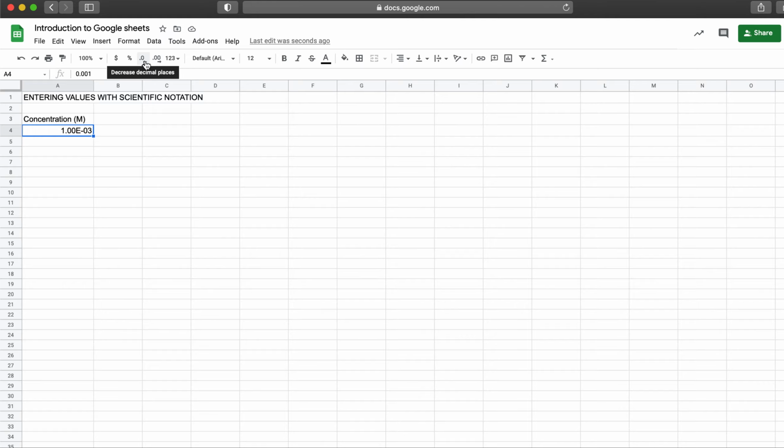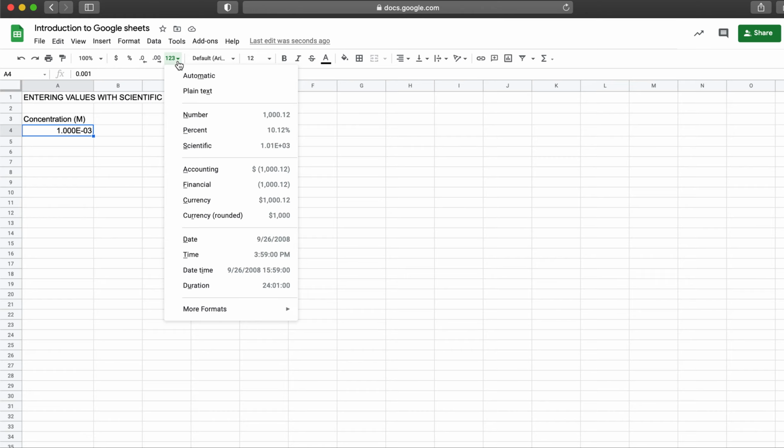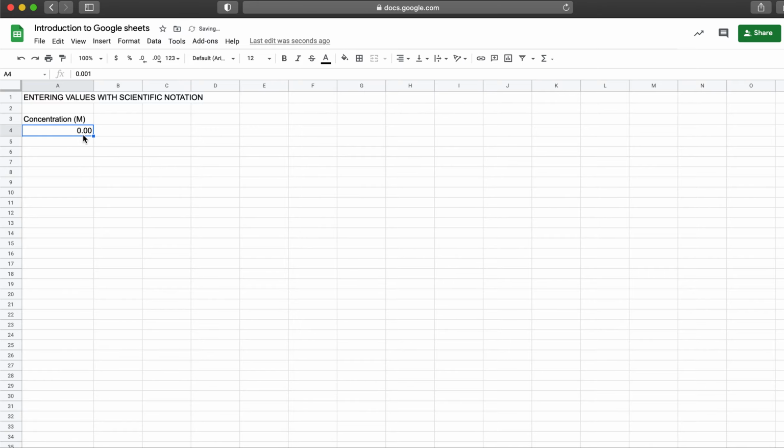So if this number should really only have 2 significant figures, I might take away a decimal place or add them, as the case might be. And the other thing I may want to do is display this number not in scientific notation, but using decimals. So if I'd rather see it in that format, I can go to this 1, 2, 3 and change it to number. And you can see now that it's not really showing me the value, it's just truncating the number after 2 decimal places. So in this case, I want to go back and increase the number of decimal places until I actually see the number.